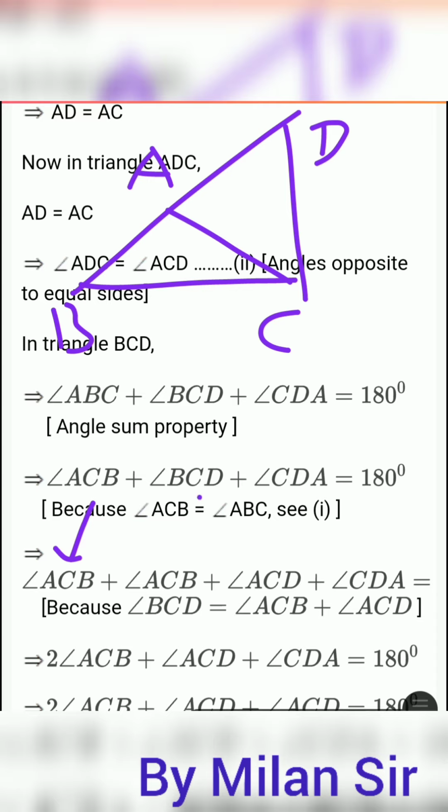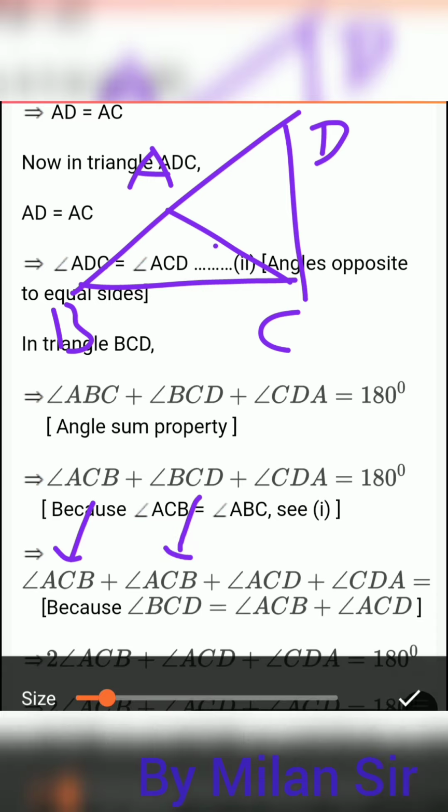ACB as it is. Now in place of BCD we can write these two parts, this plus this, the full angle BCD. In place of it, we can write ACB and ACD, that means these two parts. So ACB plus ACD. So here in place of BCD write down these two parts.